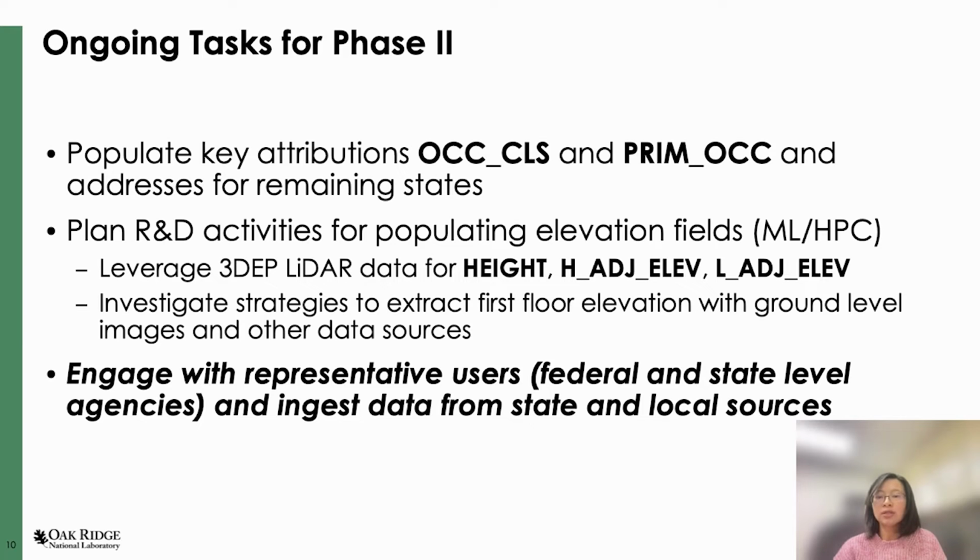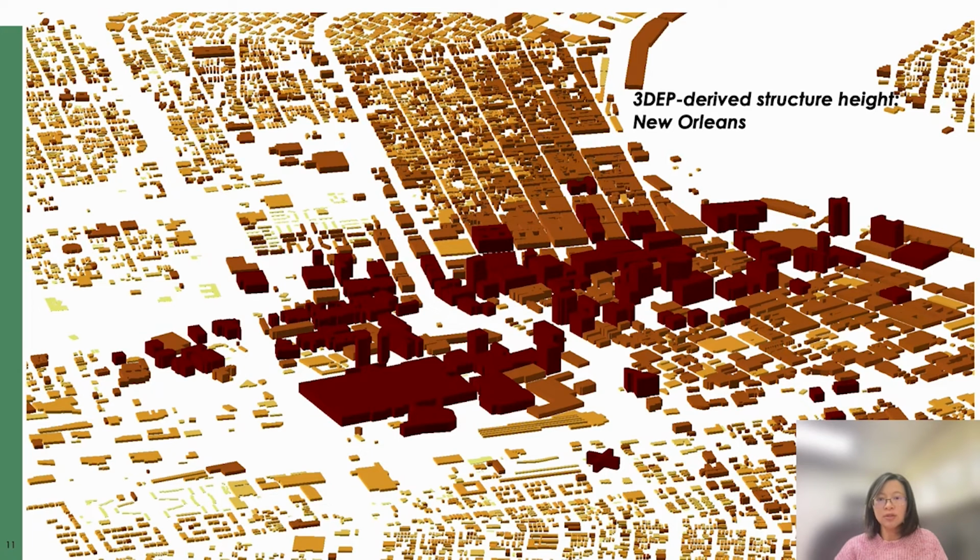We are also working on standing up a workflow to extract elevation-related information from other geospatial data sources, including LiDAR and ground photos. In particular, LiDAR, the 3D data, has the potential to provide elevation information, such as building heights, highest adjacent grade elevation, and lowest adjacent grade elevation. As an example, these are the extracted structure heights derived from 3D LiDAR data over New Orleans.